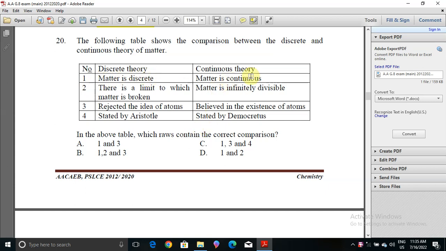And for continuous theory, what we have here, matter is continuous, yes, because it says continuous theory. Matter is infinitely divisible, yes, because there is no limit, but believed in the existence of atoms, no. And started by Democritus, no, it was stated by Aristotle, not Democritus. So the correct one for continuous theory is 1 and 2 also. So the question asks which row contains the correct comparison, which means it will be 1 and 2. That means the correct answer for question number 20 is choice D.